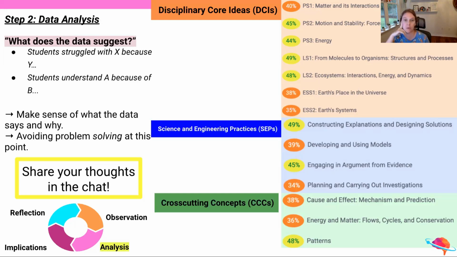But a couple pieces I wanted to pull out. I thought it was fascinating because I didn't even notice this. And this is why doing data analysis with teams, like PLCs, is so helpful. About the two SCPs, constructing explanations and designing solutions, and engaging in argument from evidence. Both of those are writing text-based SCPs more so than the other two. So that is super interesting, connecting that.